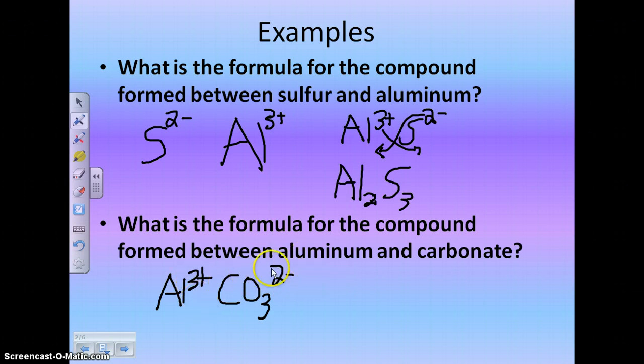All right, and we're going to swap and drop just like usual. So our 2 is going to go here, and our 3 is going to go there. All right, so we got Al2, just like before. And then we've got CO3, and there's going to be 3 of them.